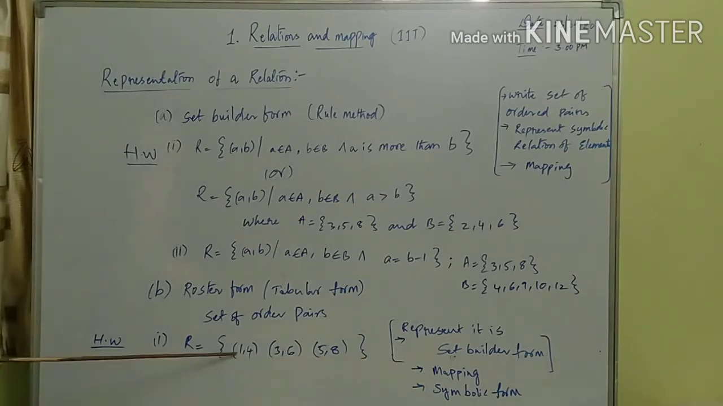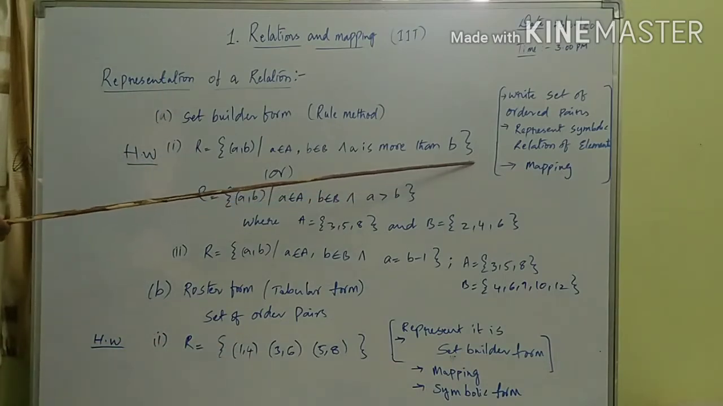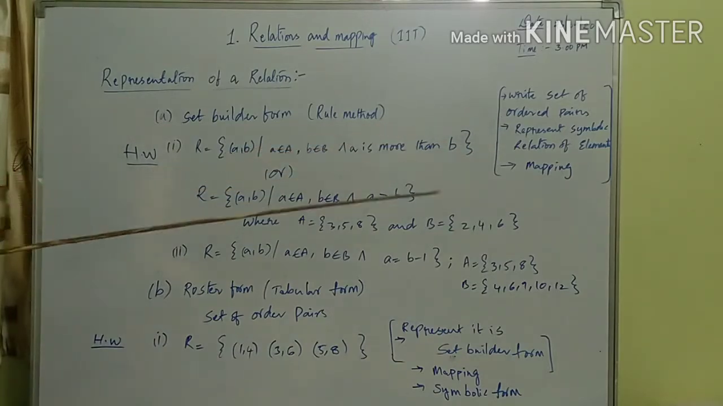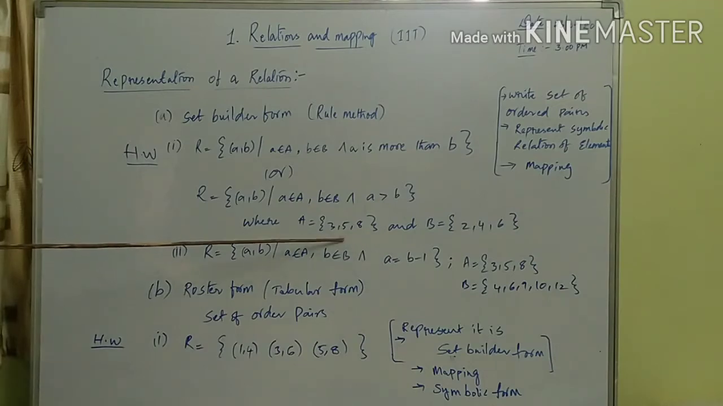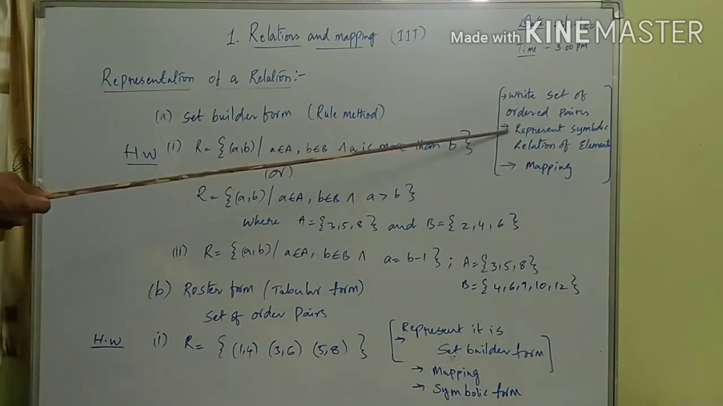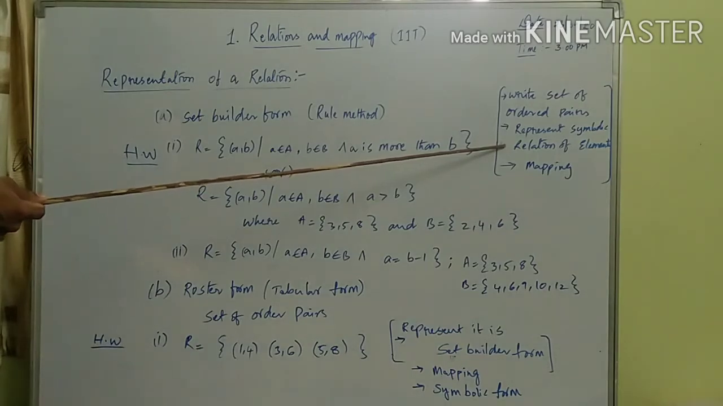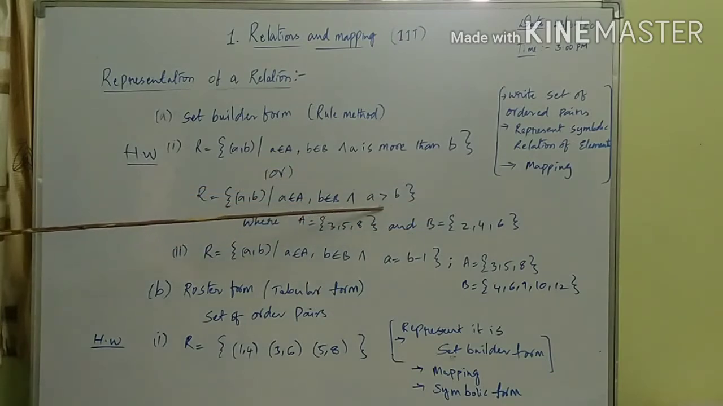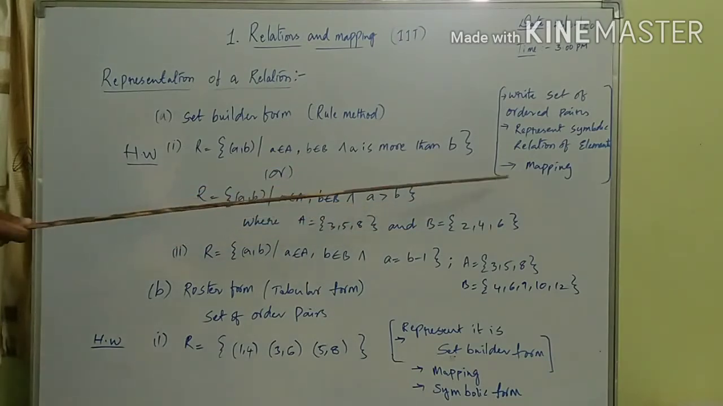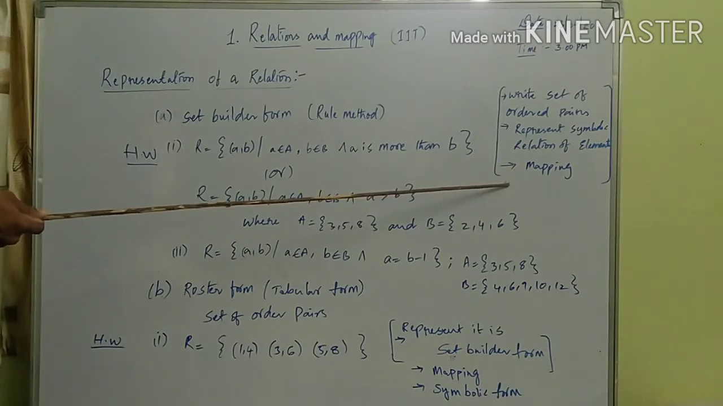Symbolic form means 1 is related to 4 and 3 is related to 6. This type of symbolic formation. So this is also your HW. From this HW, these are the main objectives. First, write the set of ordered pairs. You must write the set of ordered pairs depending upon the conditions, the elements of set A and set B given here. And also second, represent the symbolic relation of elements. Symbolic relations means 3 is related to some elements depending upon our condition. What is that condition? A is greater than B, like that. And mapping, we know that mapping is the diagram representation.